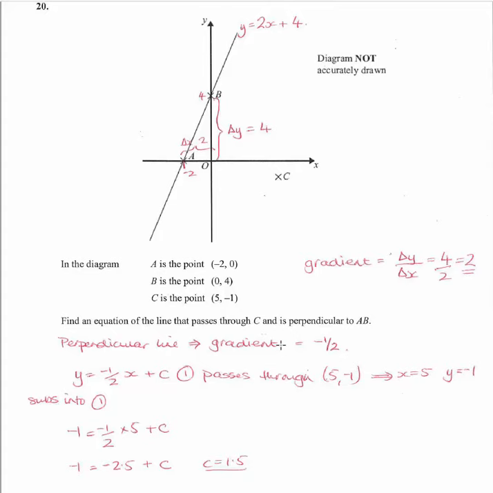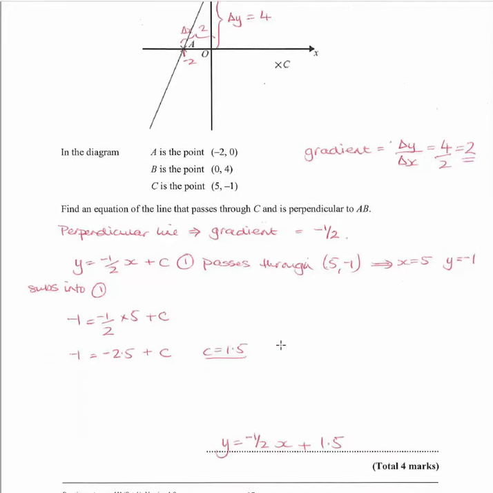And when we work it out, we get -1 is equal to -1/2 times 5 is -2.5 plus c. So the c must be 1.5, because if you add 1.5 to -2.5, you get -1. And so the equation of the line is y equals -1/2x plus 1.5.